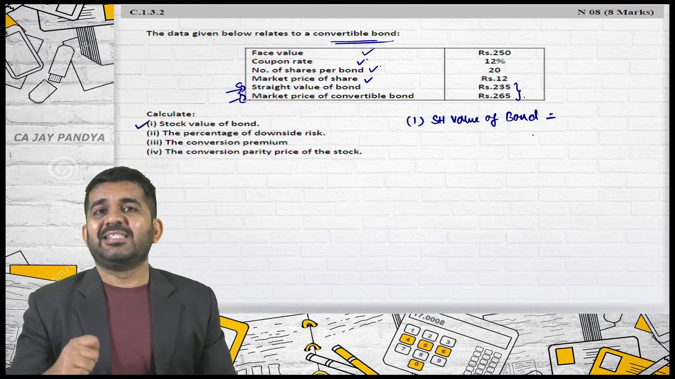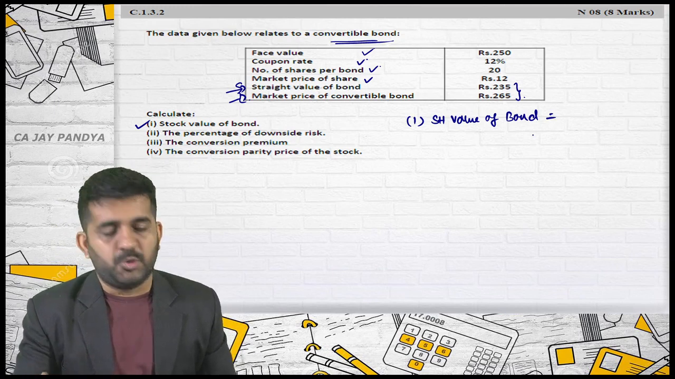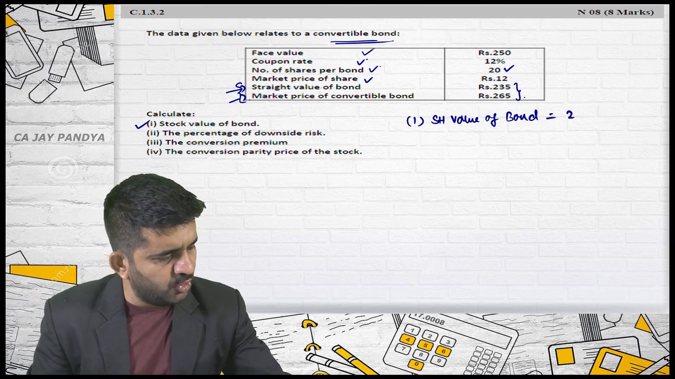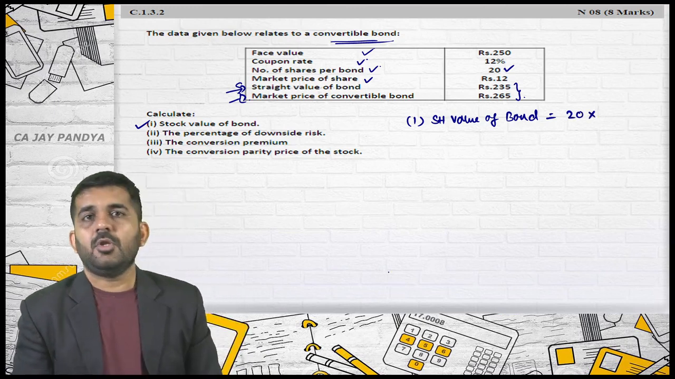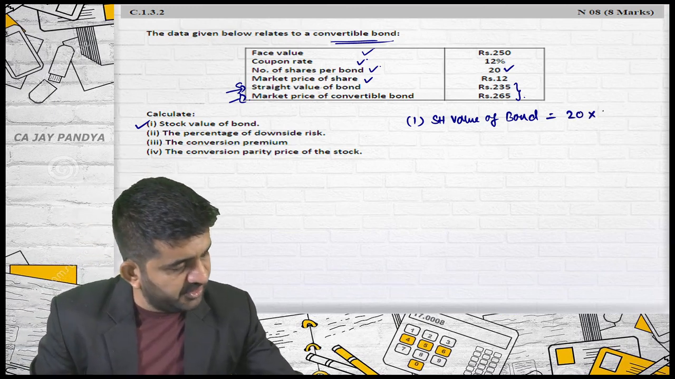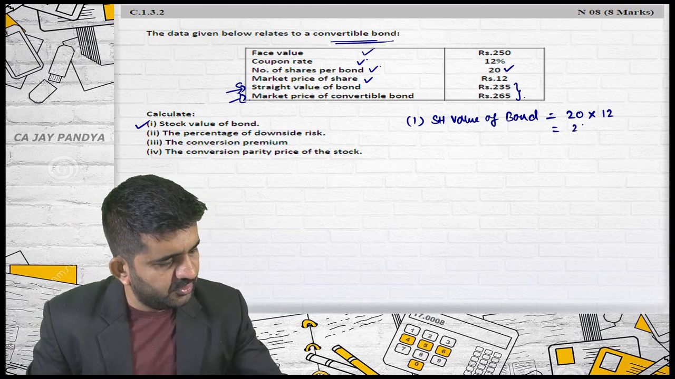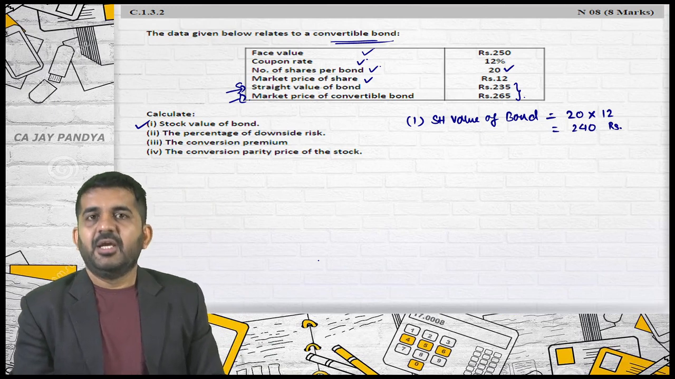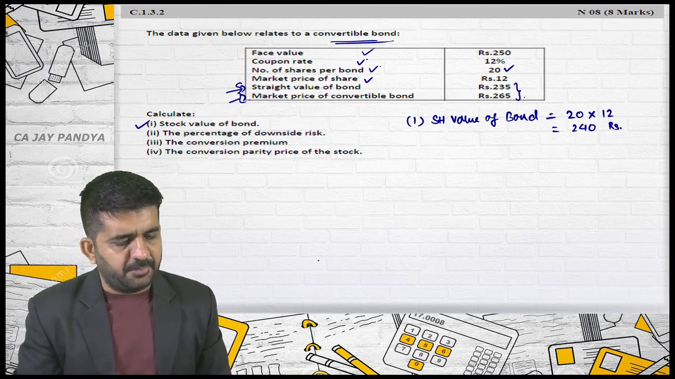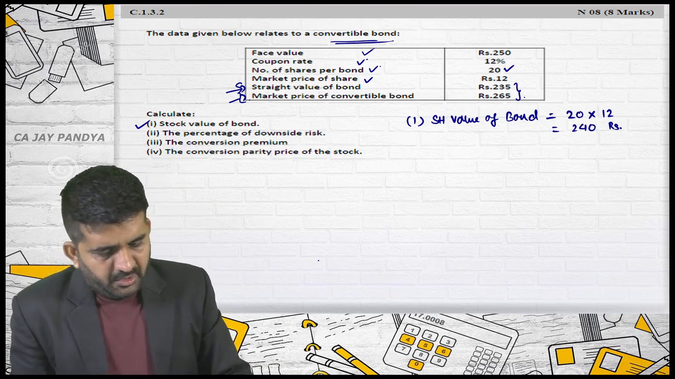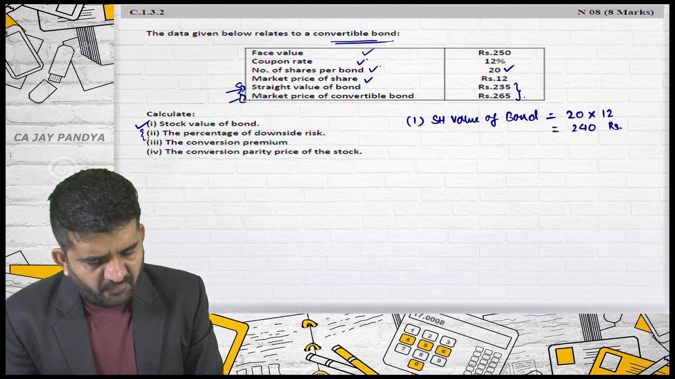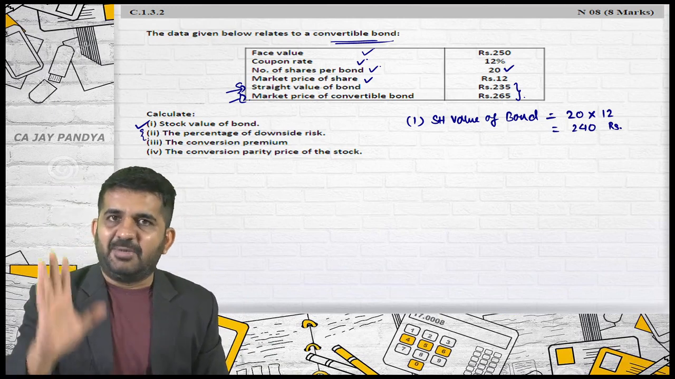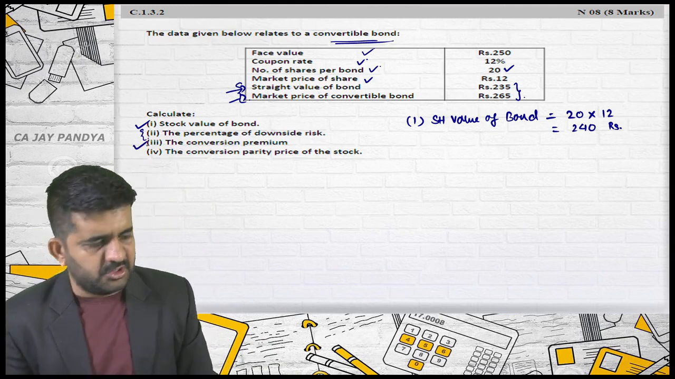If the bond is immediately converted into shares, how many shares am I getting? 20. What will be the value of each share? 12. It is 240 rupees. It is the same as we have calculated in the previous question. The percentage of downside risk, this I will be telling you afterwards. Let us first solve this third question.